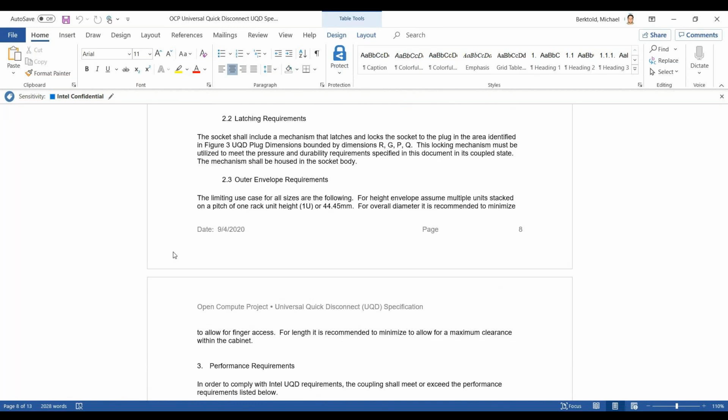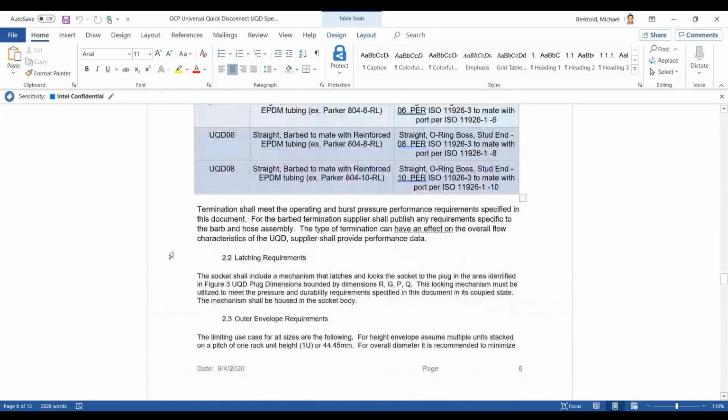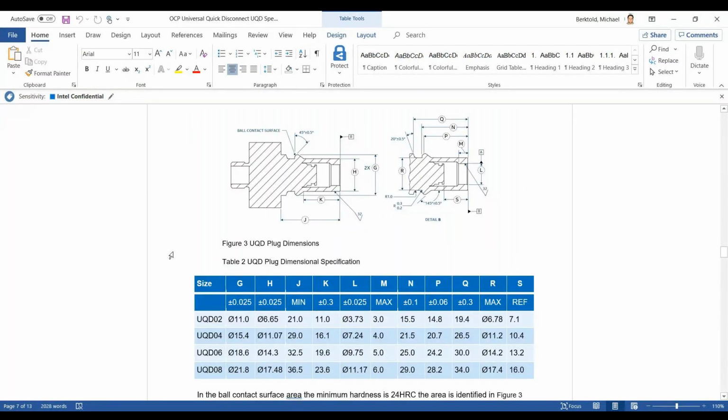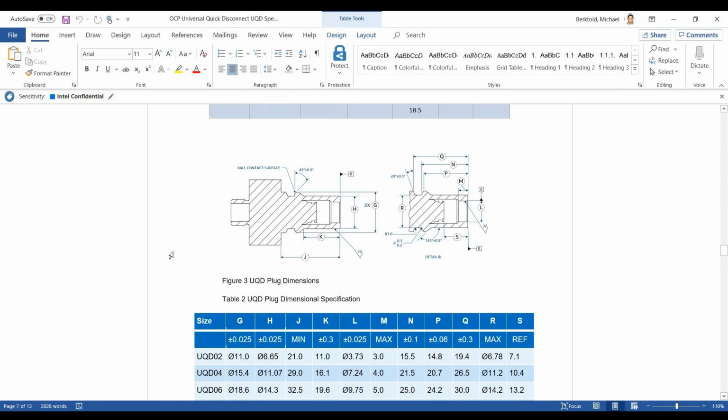Section 2.3, the outer envelope requirements. So if you noticed on the diagrams, I did not specify maximum dimensions for these particular handmade plugs. Yeah, go ahead and show the diagram. So, for instance, here you see there's a large diameter on the left-hand side, which would actually be the wrench flats in this case, and then on the socket side, and that's not dimensioned.